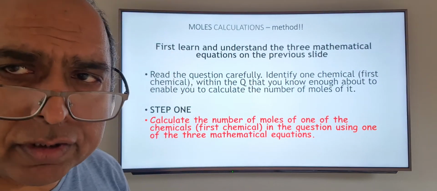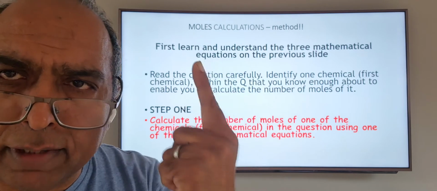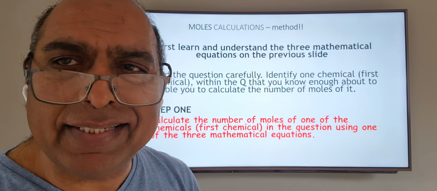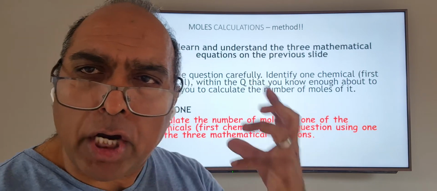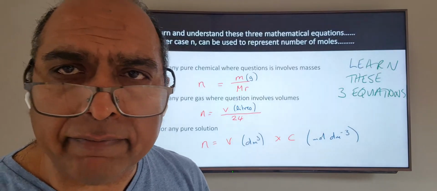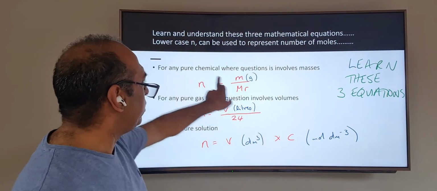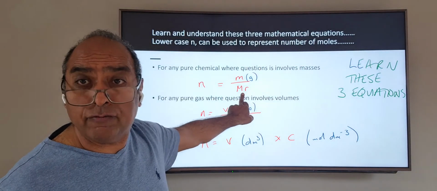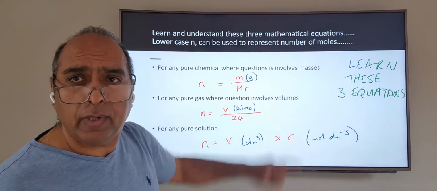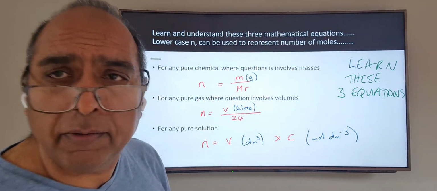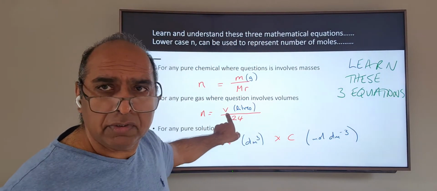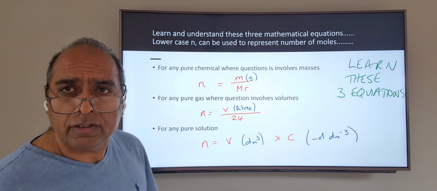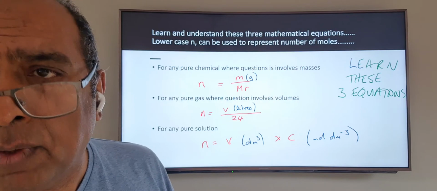In every moles calculation, there will be one chemical that you can identify that you've got enough data to work out the number of moles of. So if it's a pure chemical, we might have a mass. If you know the formula, you can calculate Mr, and therefore you can work out moles of it. Or if you've got a volume of gas, divide by 24 litres to work out the number of moles of it. Or if you've got a solution, the volume and concentration together work out the number of moles of it.